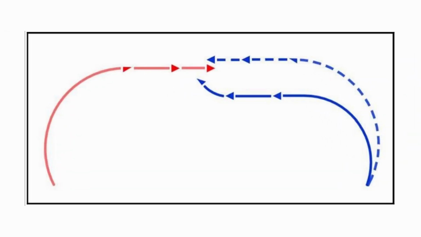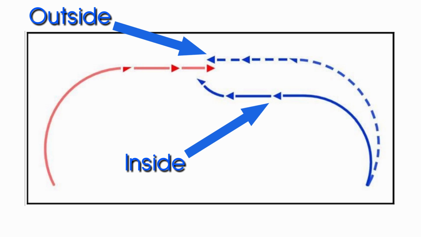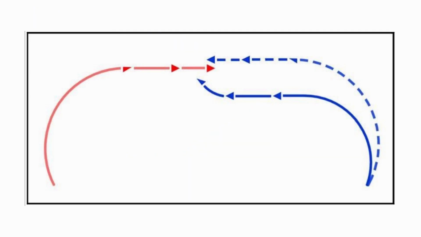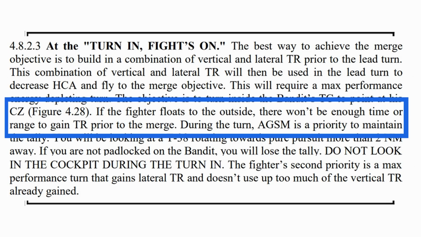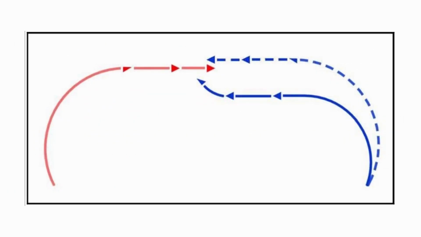When we're building vertical TR, we have the option of going up or down. But with lateral TR, we only have the option of turning inside the bandit's turn circle. We can't go to the outside. As the Air Force explains, if the fighter floats to the outside, there won't be enough time or range to gain TR prior to the merge. That's because this wider turn will take longer, which gives the bandit more time to fly the straightaway portion of the butterfly. The longer you take to make this final turn, the more the merge point is going to move in this direction.